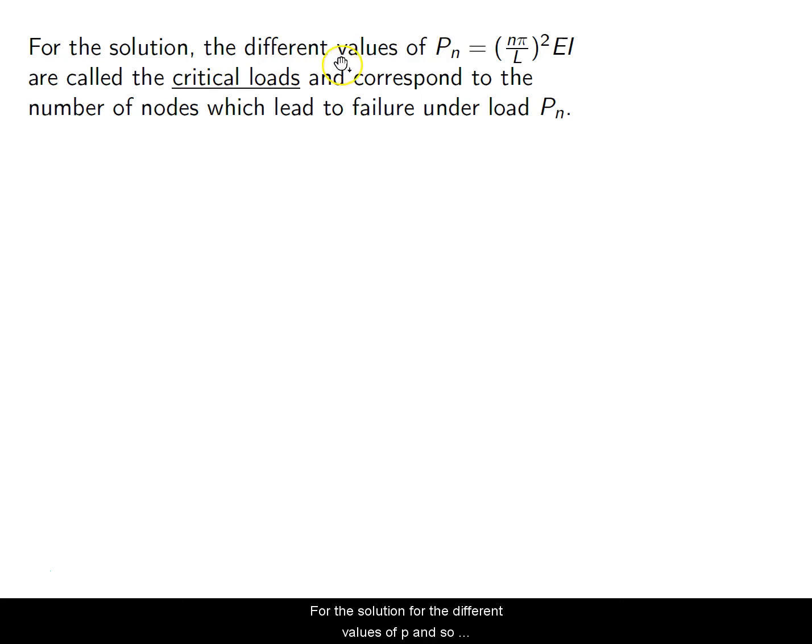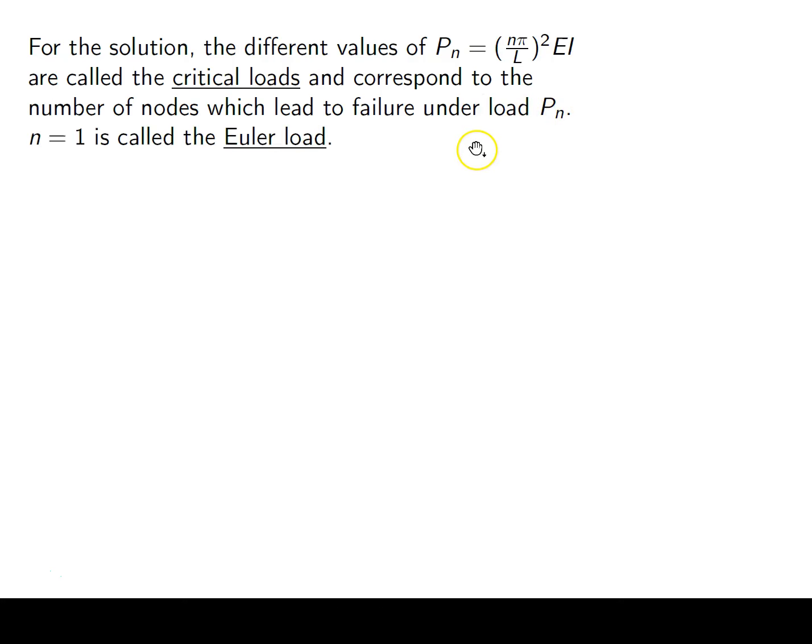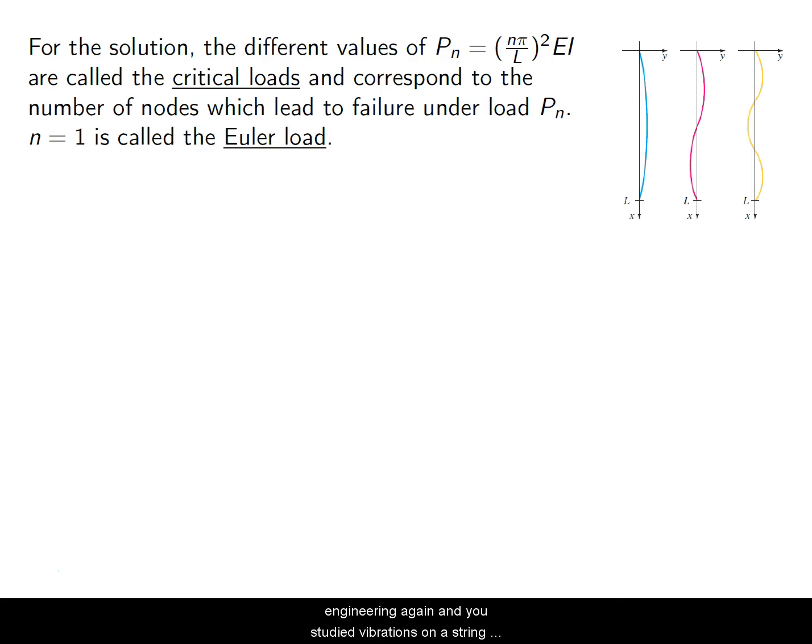For the solution for the different values of Pn, this is what our solutions will look like, okay? These are called the critical loads, and they correspond to the number of nodes that will lead to failure under our pressure Pn, okay? The first node is called the Euler load. If you are in physics or engineering and you've studied vibrations on a string, it's very, very similar, okay? So here we have one node, here there are two, here there are three.